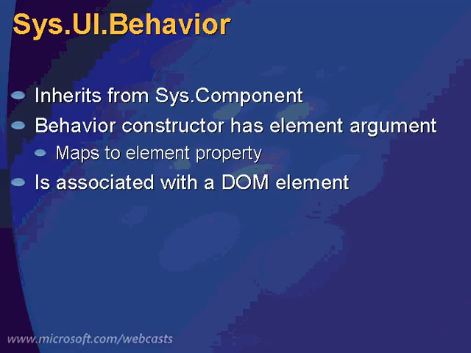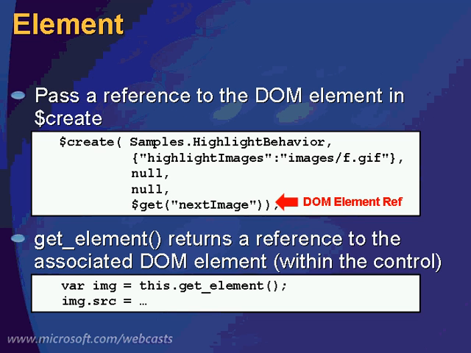Inside of Sys.UI.Behavior there's a get_element property that allows you to get a reference to the element that your behavior is associated with. That's really the element that you're going to be acting upon within your behavior, and we'll see that throughout all of the sample code. It's really just associated with the DOM element that you passed in.